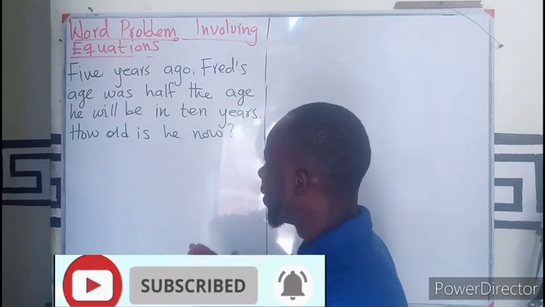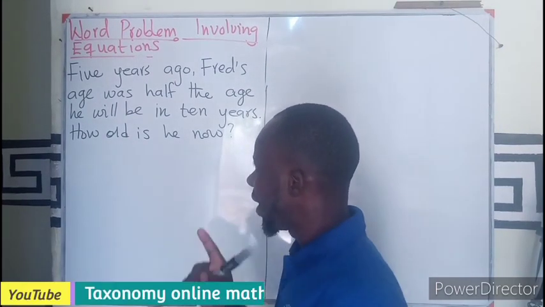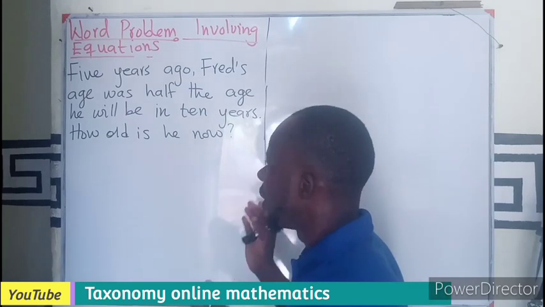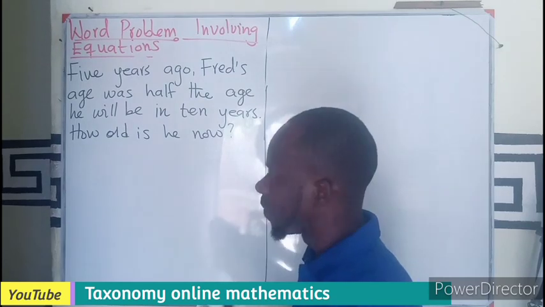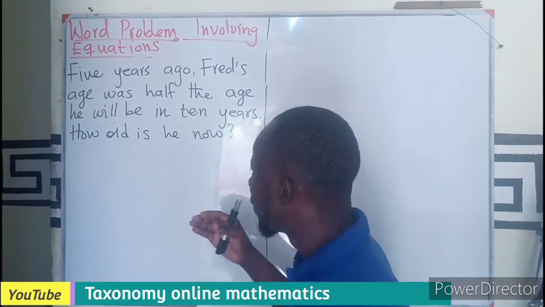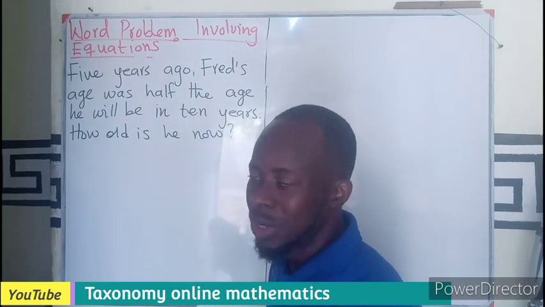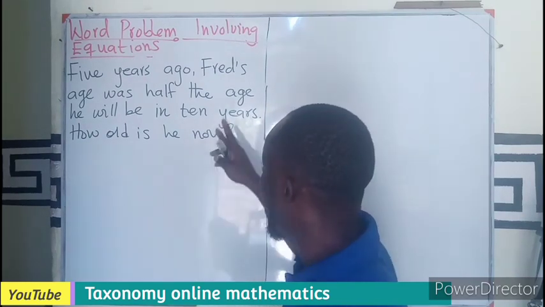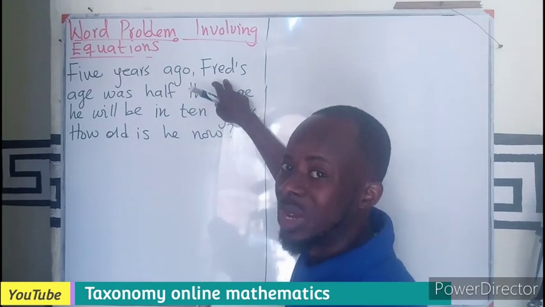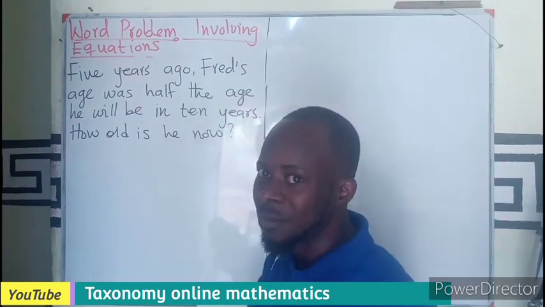So 5 years ago, Fred's age was half the age he will be in 10 years' time. So how old is he now? Now when it comes to word problems, we are always advised to use a variable, because the age of Fred we don't know. So we can use a variable to represent that.